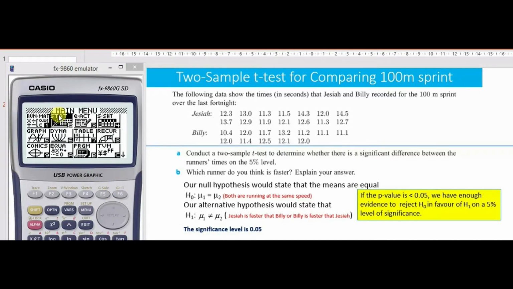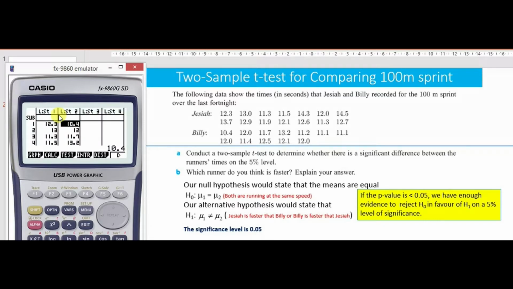So I go to Stat, and in order to save time, I've actually typed the data. What I would suggest is pause the video for some time, type in the data for both Jessia and Billy, type the data of Jessia in list 1, type the data of Billy in list 2, and then start the video again and follow the instructions so that you get hands-on experience on how to perform this test. So in list 1, I have the timings for Jessia. In list 2, I have the timings for Billy.